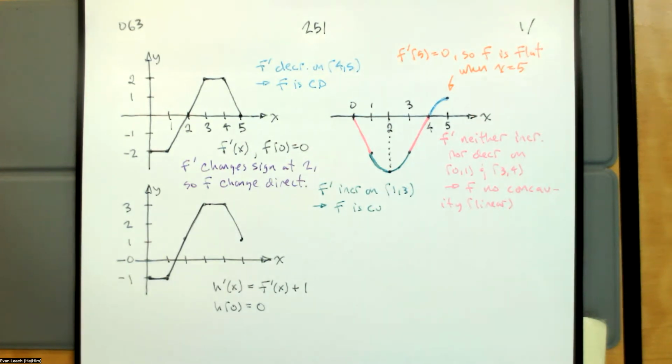We also know that the derivative is equal to 0 when x equals 2, f prime of 2 equals 0. That means the function is flat at 2. That's how it's changing direction. It's going from decreasing to increasing. So at 2 is the moment it changes direction.